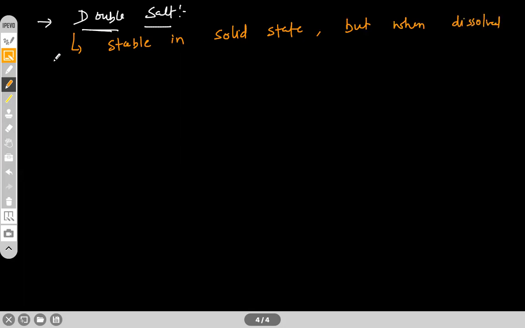Okay. So double salts are what? These are the compounds which are stable in solid state, but when dissolved in water, they break down into individual constituent ions.